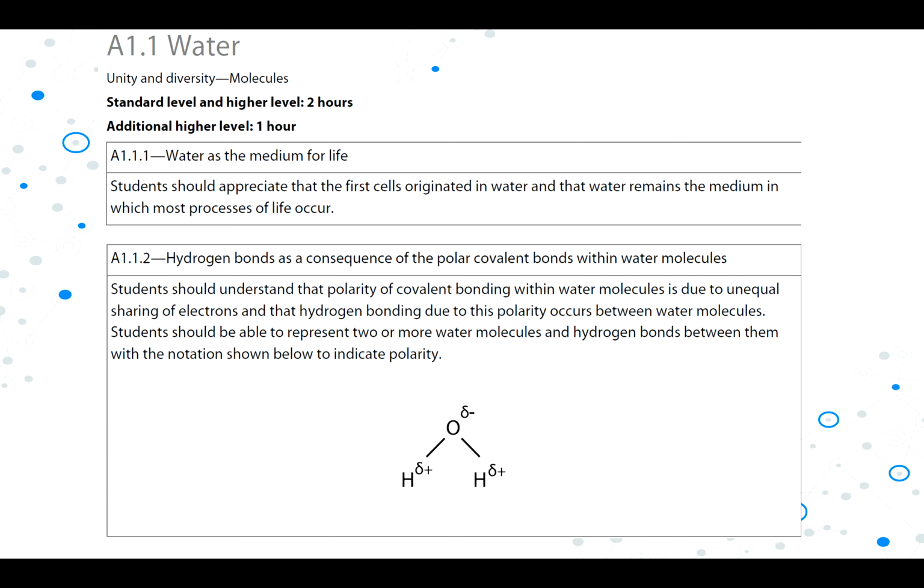So here I am with a description and the content of the topic we are going to discuss, and I have planned to upload all the notes as well as the discussion on the topic. So let's start with the first unit, that is A1, that is water.